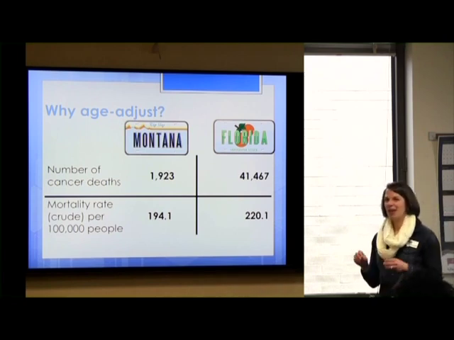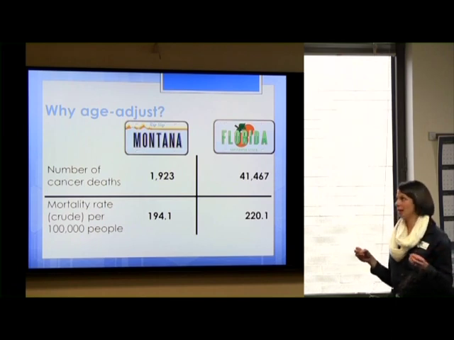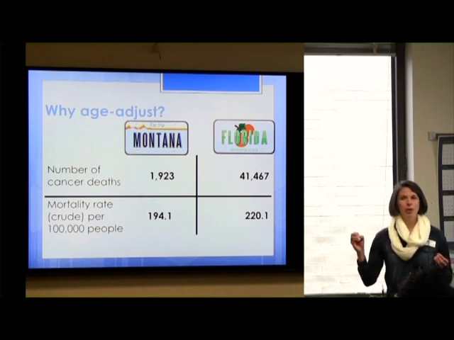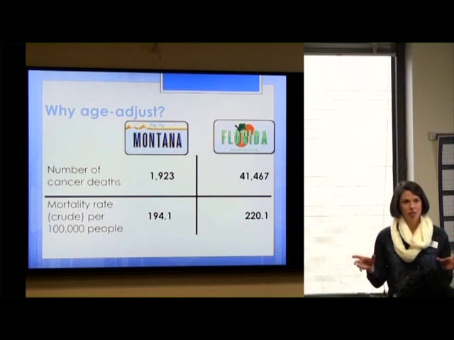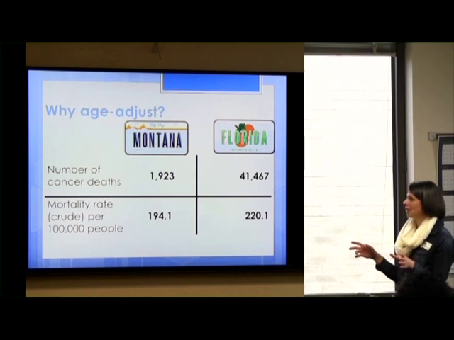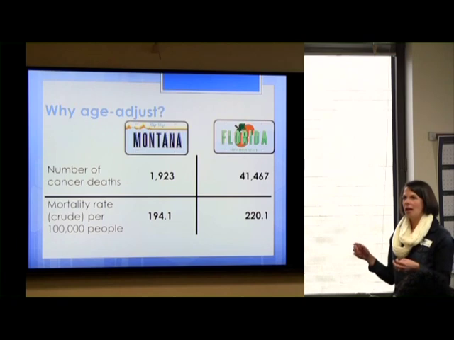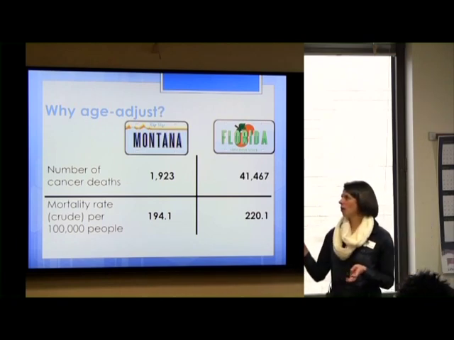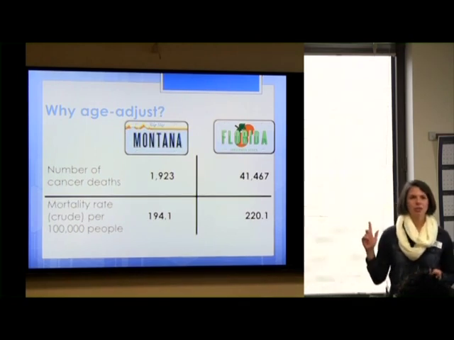Population, right? So the absolute count doesn't really tell us much about what's going on with cancer deaths in those two states. So then we'll put it into a rate per 100,000 people. Now we've evened out the playing field as far as the differences in the populations of those two states. The mortality rate in Montana is 194.1 per 100,000 people. Meanwhile, Florida is 220 per 100,000 people. So what do the two rates tell us about what's going on in the two states?